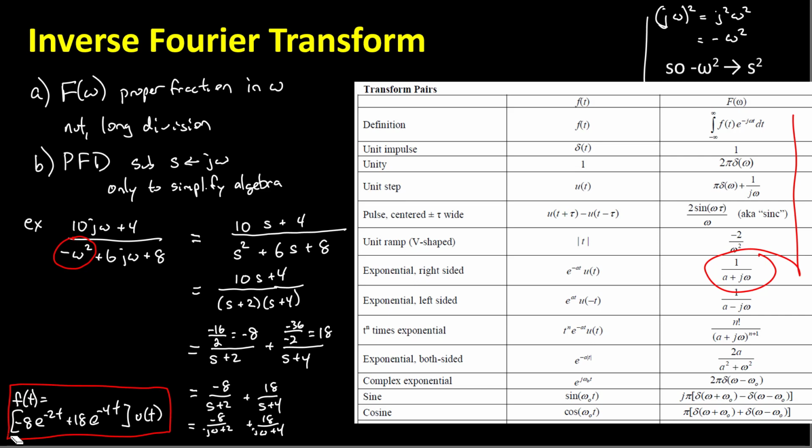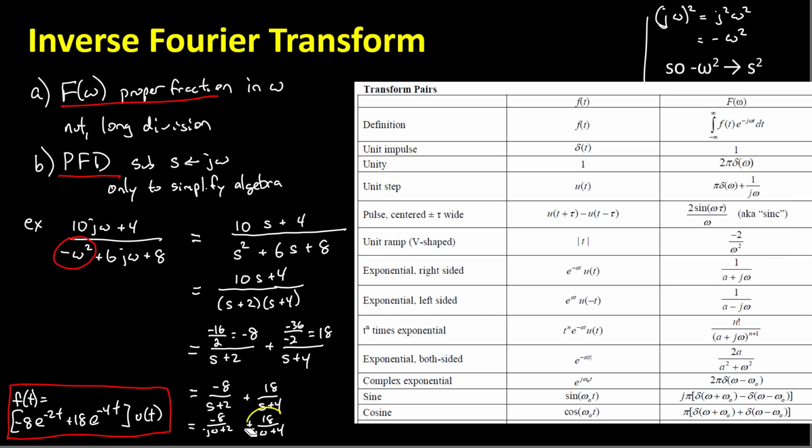In summary, when you're doing the inverse Fourier transform, it works the same way as the Laplace transform. Remember to begin by making sure that it's a proper fraction, and use partial fraction decomposition if you end up with a complicated polynomial. If you don't end up with a complicated polynomial, you may be able to find its transform directly in this column.